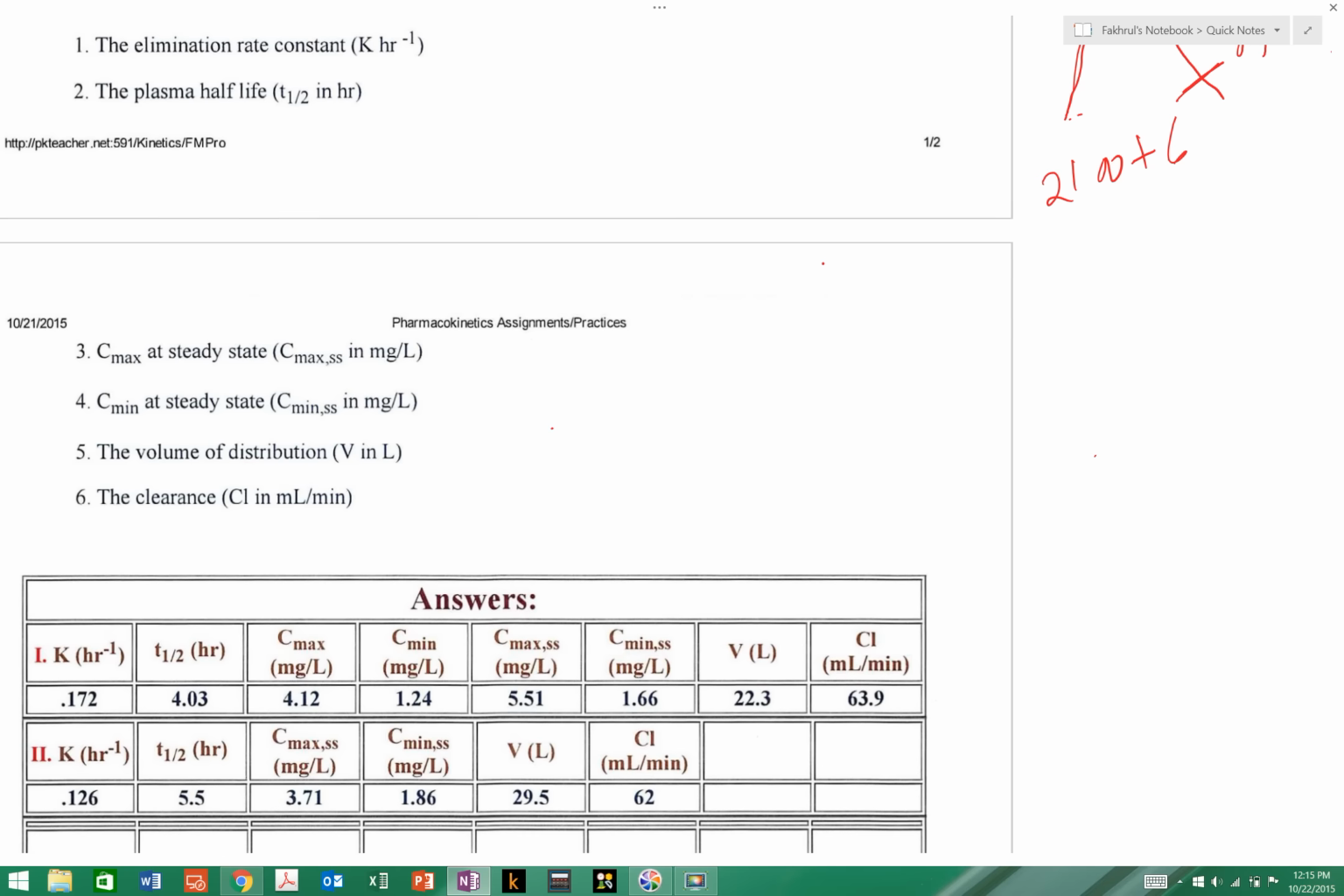Now the volume of distribution at steady state, the same equation. You have to calculate V at steady state. The equation would be R0 divided by K, and then let's see that equation.